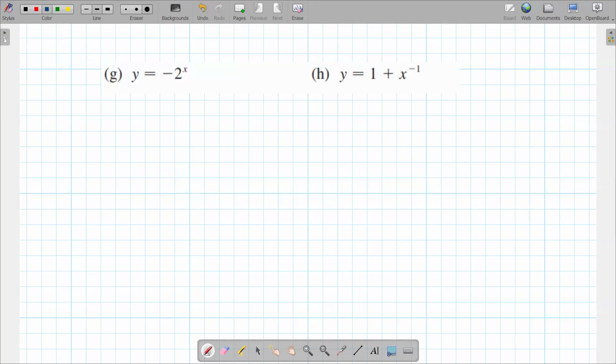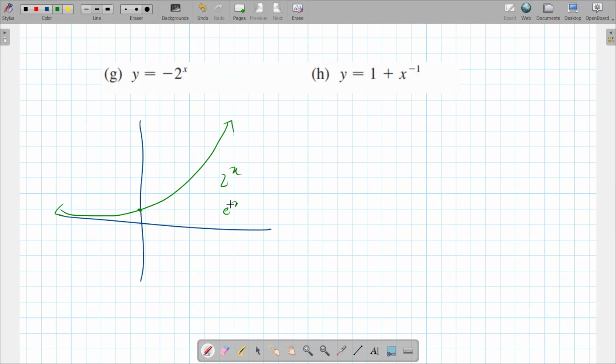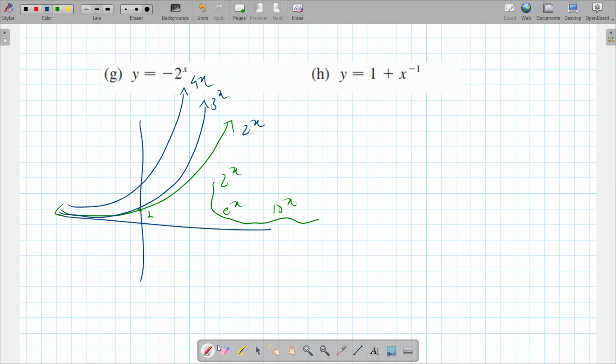Exponential. So you know any exponential function, the parent function looks like this. This is 2 to the x, 3 to the x, e to the x, 10 to the x, doesn't matter. Everything looks exactly like this. They all go through the y value of 1. The only difference between these is that the bigger the base, the faster it would increase, like that. So that's the parent function.